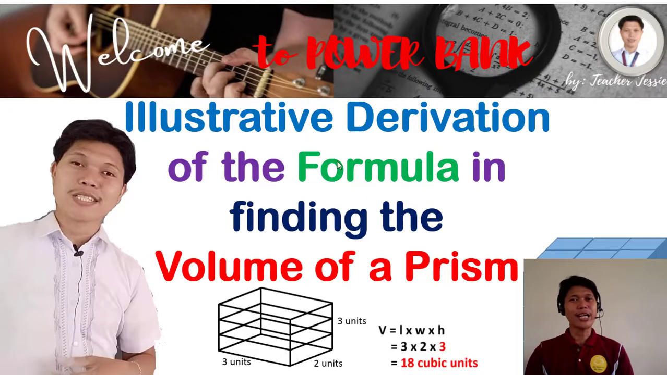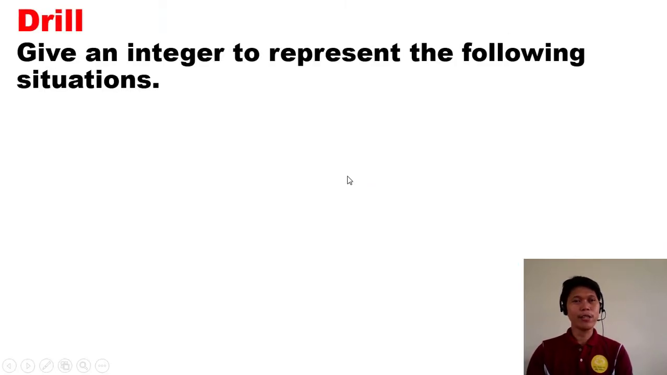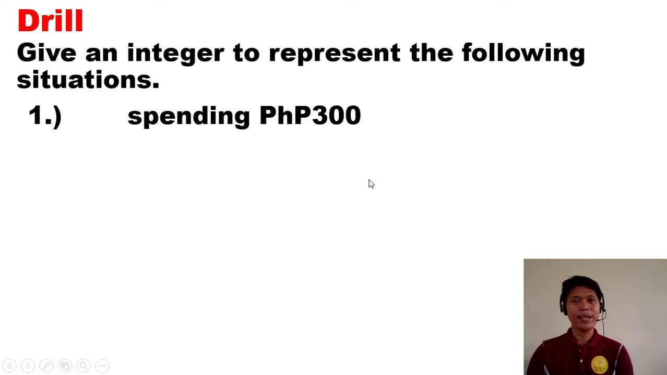Okay, so today I will be discussing with you the illustrative derivation of the formula in finding the volume of the prism. But before that, let's have a drill first. What you're going to do is give an integer to represent the following situations. Okay, let's start. Spending 300 pesos. Okay, so it is negative 300 because you spend.